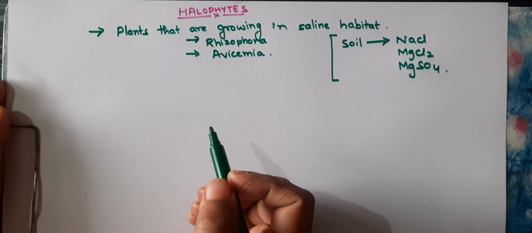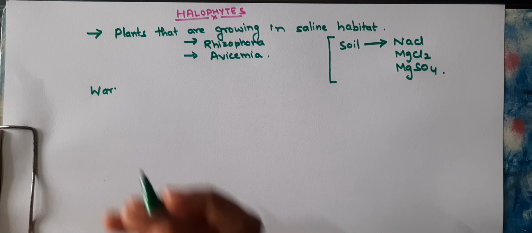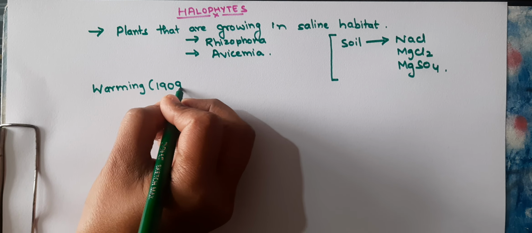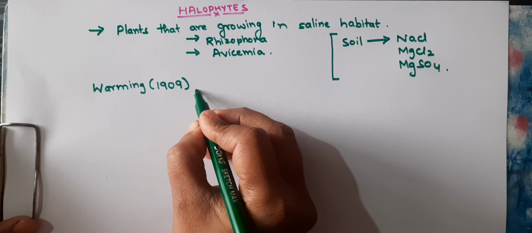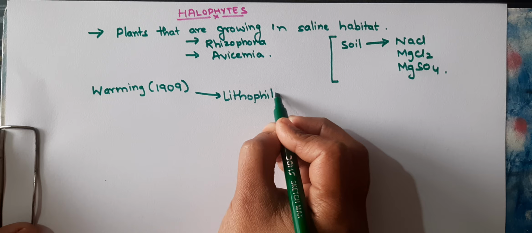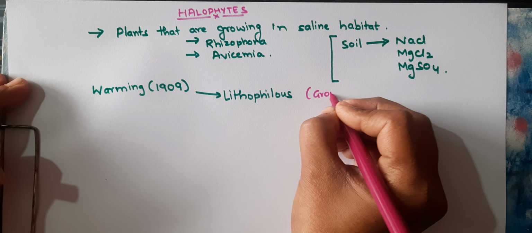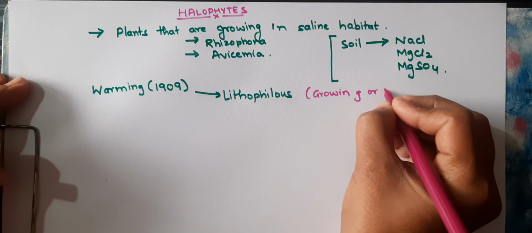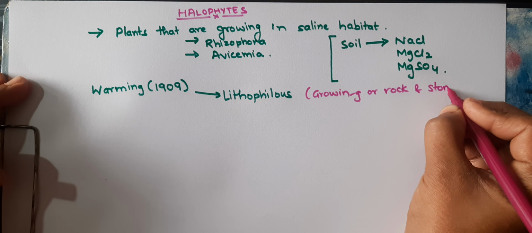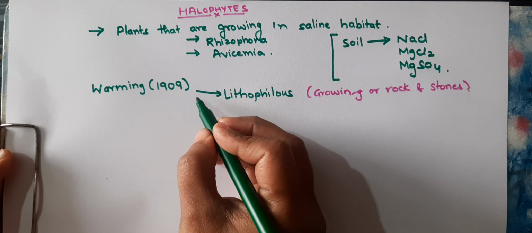Halophytes are divided into 4 groups by Warming in 1909. The first group is Lithophilus. So what is Lithophilus? Lithophilus are the halophytes that are growing on rock and stones. Those plants that are growing in saline condition, but on rock and stones, are known as Lithophilus.